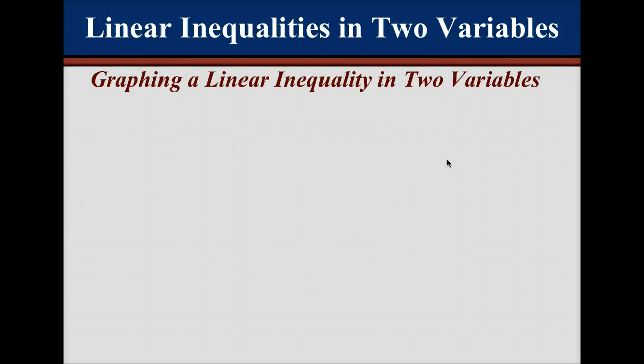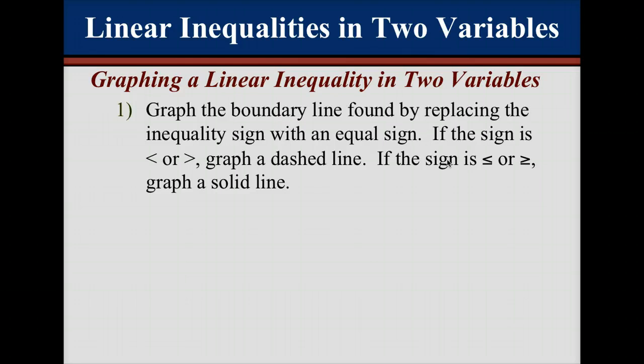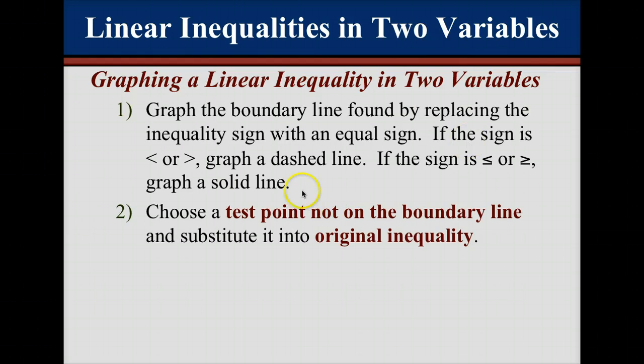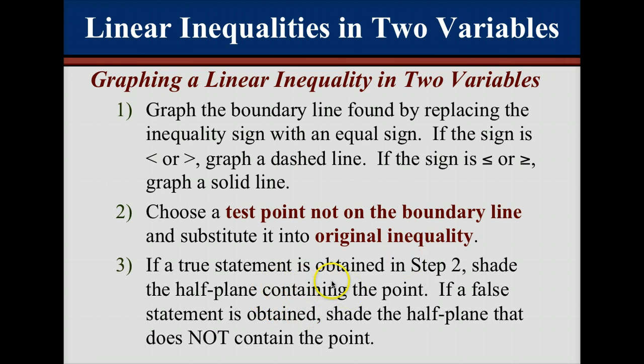You'll find this also on page 186 in your textbook, the steps to graphing a linear inequality. So this would be good to put in your notes. We're going to graph the boundary line. If it's less than or greater than only, the graph is going to be a dashed line. If it is less than or equal to or greater than or equal to, it's going to be a solid line. Then we'll choose a test point, and here's key. It cannot be on the boundary line. And we're going to substitute it into the original inequality. If a true statement is obtained, then you shade that area. If you get a false statement, then you shade the other area.